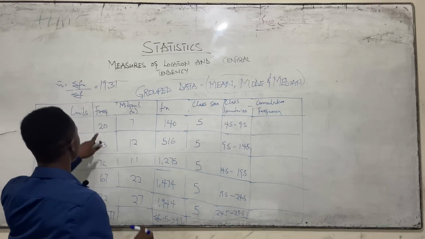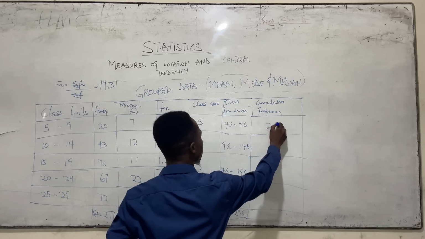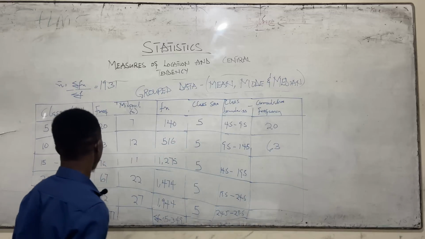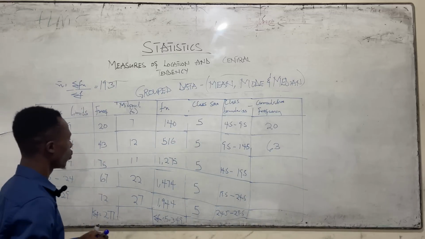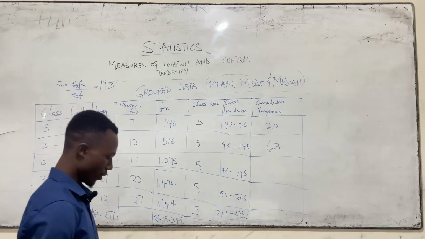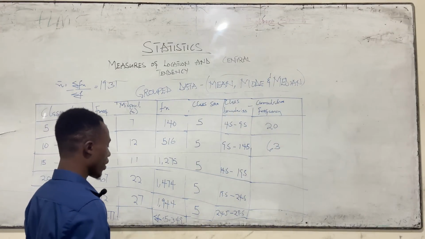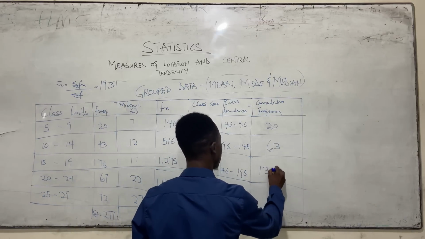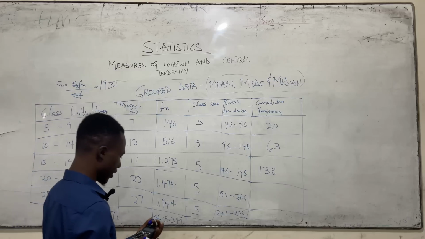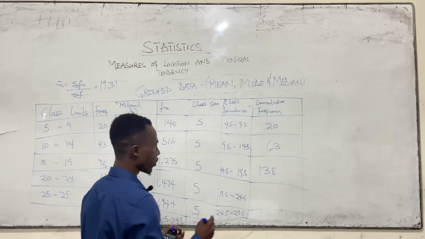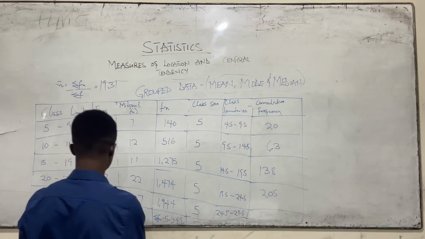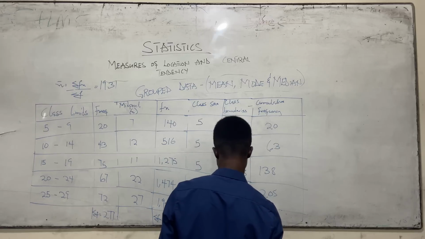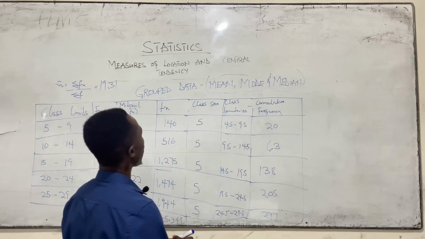The cumulative frequency, the first one we have is 20, so we have 20 here. We add this 43 to the 20 to get what? 63, right? This is 75, so we add 75 to 63. We have 138. And we add 67 to it. We have 205. And we add 72. We have 277.